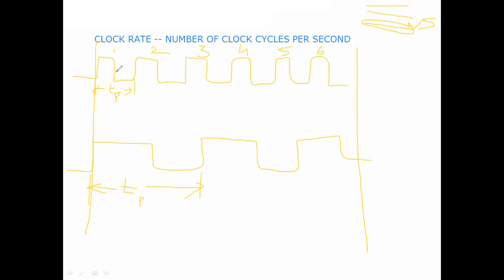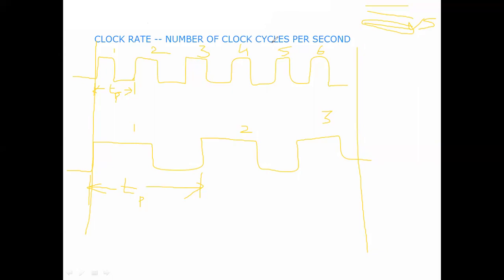If TP is low, the clock period is low. Suppose we take the clock signal like this, then only 3 steps are completed: first step, second step, and third step, because here the clock period is high. So based on the number of clock cycles per second, the number of basic steps completed will depend.